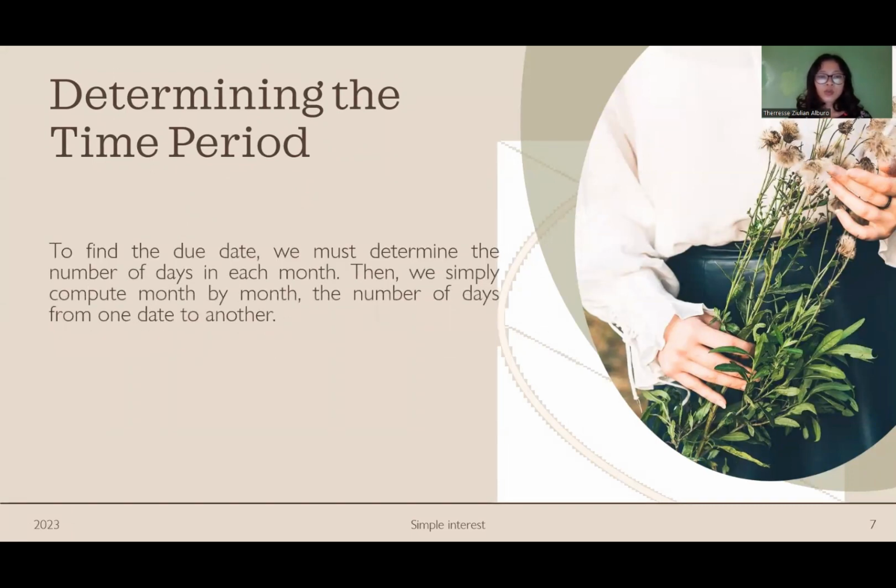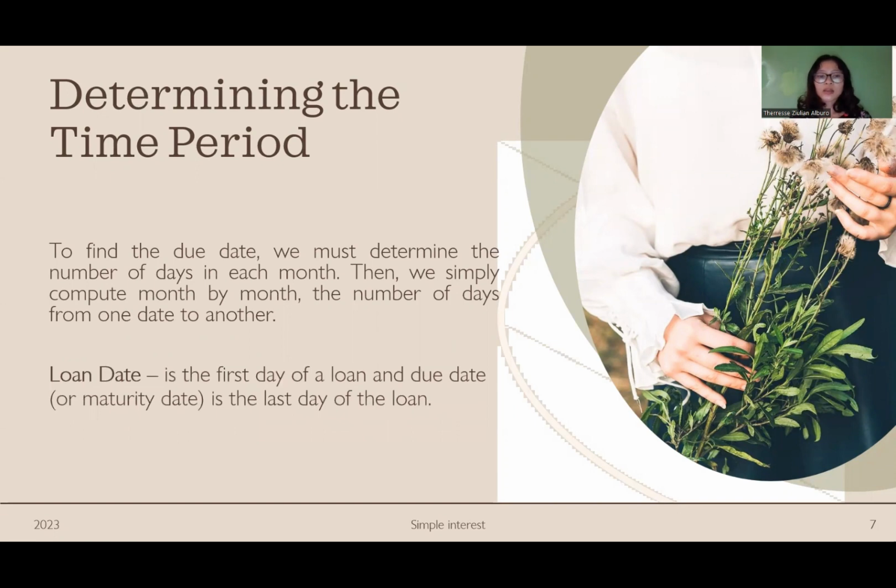To find the due date, we must determine the number of days in each month. Then we simply compute month by month the number of days from one date to another. Loan date is the first day of a loan, and due date, often called maturity date, serves as the last day of the loan.